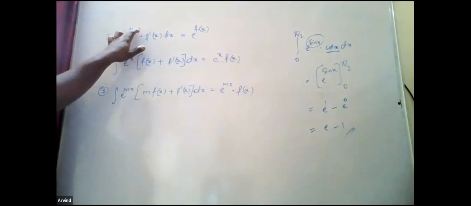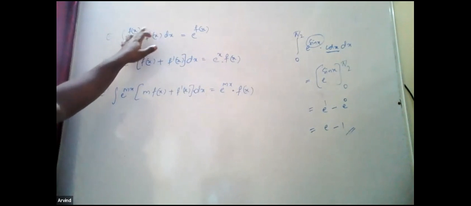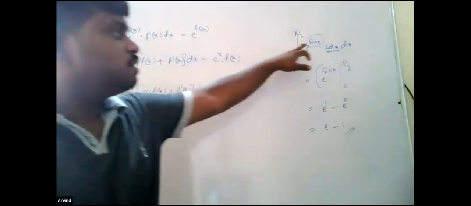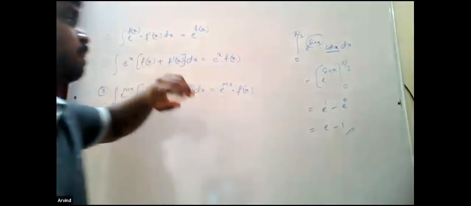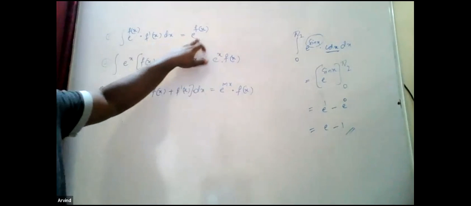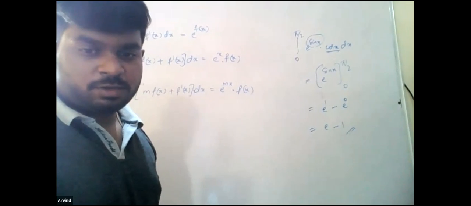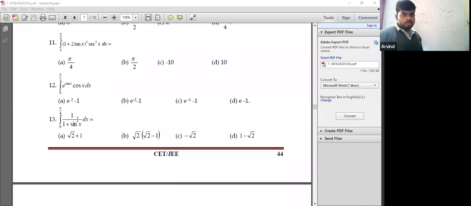E power a function, and its derivative should be multiplied. So observe, sin x differentiated gives cos x. So f of x is there and f dash of x is there. Therefore, I can write like this, then apply the upper limit and lower limit. So it is e minus 1, option D.